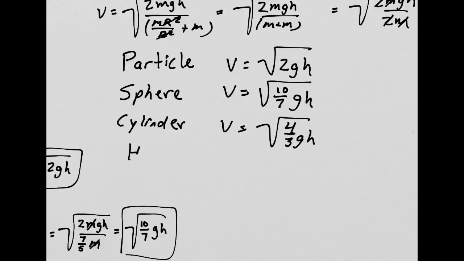And the hoop, velocity square root of gh. So 2 is greater than 10/7 and is greater than 4/3 and is greater than 1. So the particle is going to get first place because it has the highest velocity. Second place with 10/7 is the sphere. Third is the cylinder with 4/3, and hoop is last.